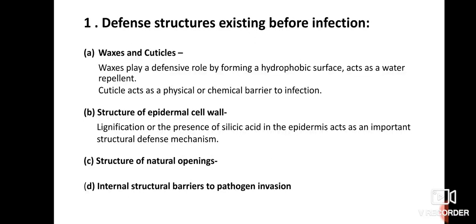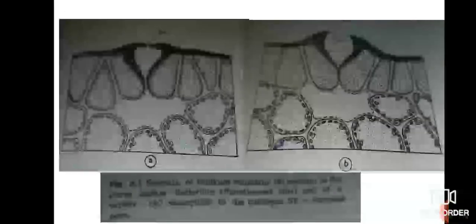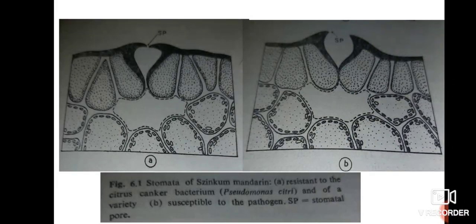Next one is internal structure barriers to the pathogen invasion. In certain varieties of wheat, the presence of bundles or increased area of sclerenchyma cells prevent infection in cereal rust. This diagram shows the structure of natural opening acts as the defense structures. In diagram A, this is the stomata of Ginkgo, mandarin, and orange.